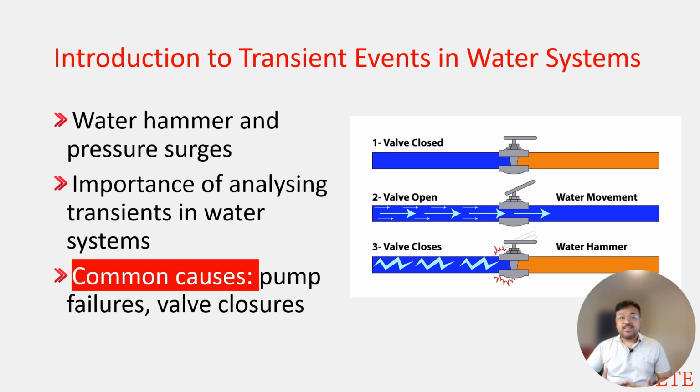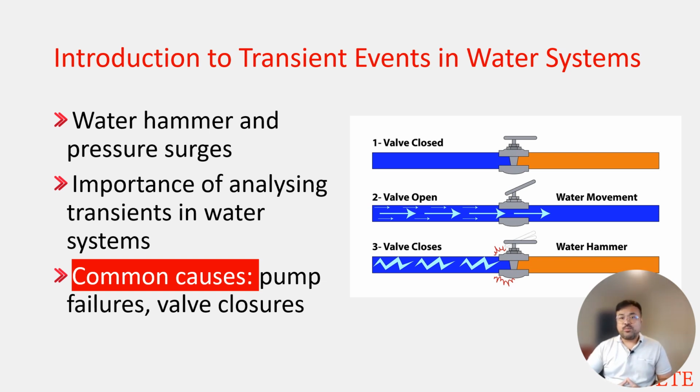To begin, let's talk about what we mean by transient events in water systems. One of the most well-known examples of a transient event is water hammer. This happens when there's a sudden change in the flow of water, often triggered by events such as the sudden shutdown of a pump, the rapid closure of a valve, or power failure. When the water's motion is interrupted, it creates a pressure surge that travels through the system.